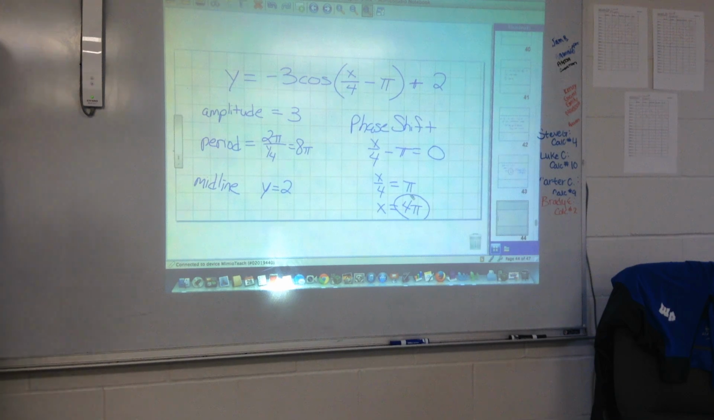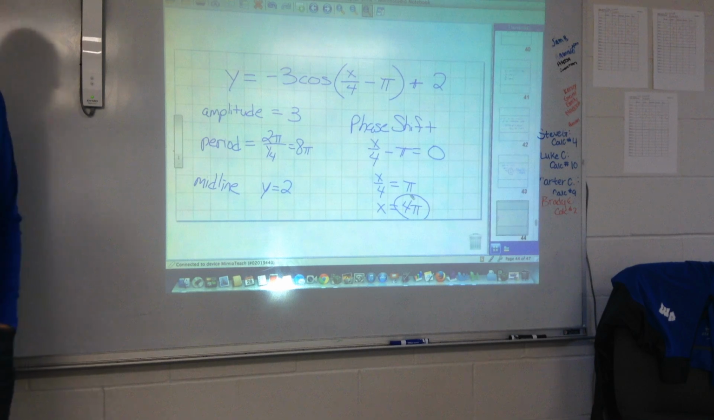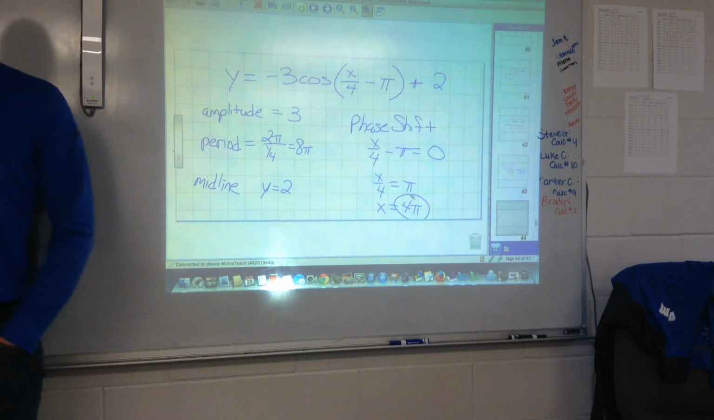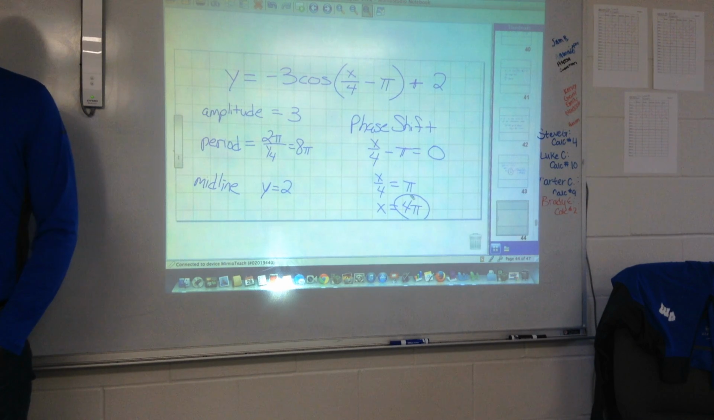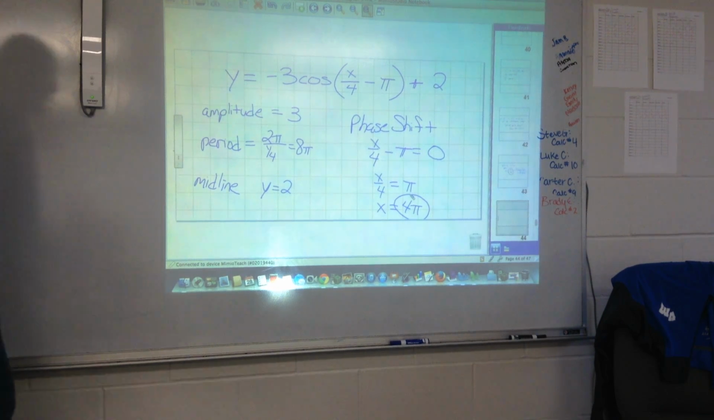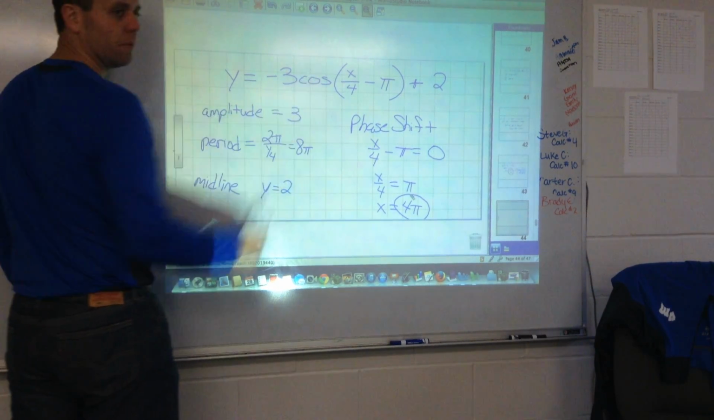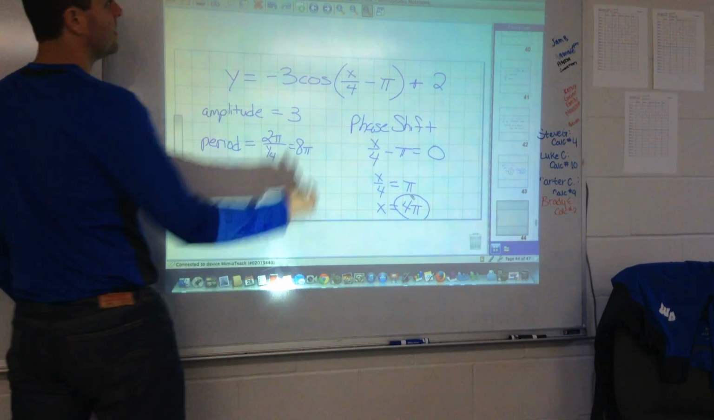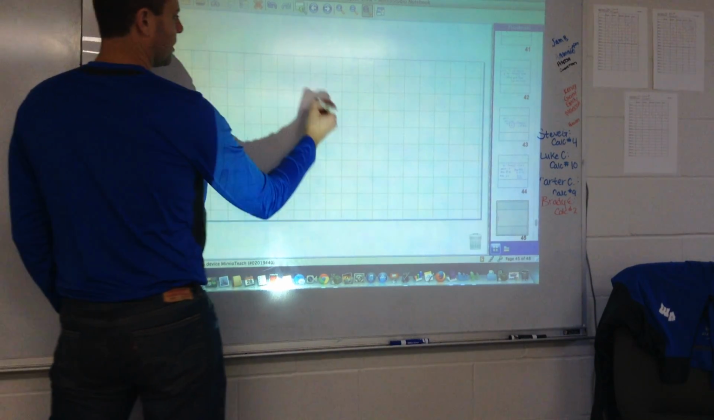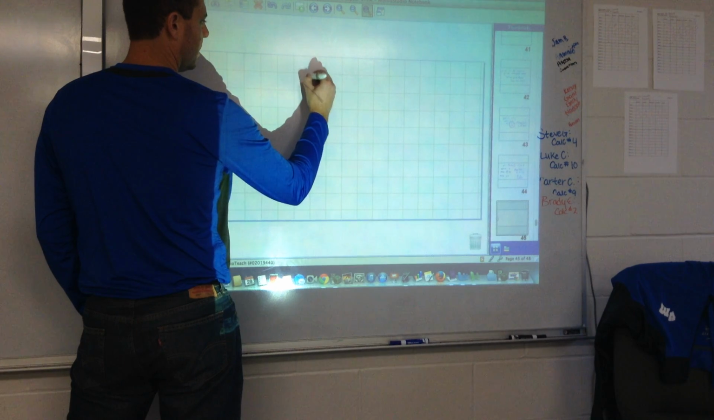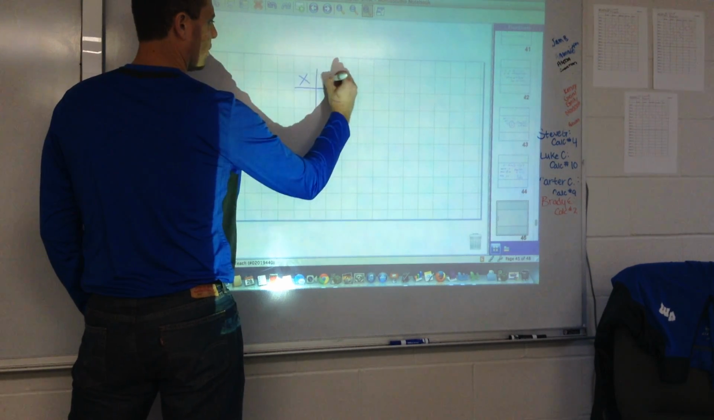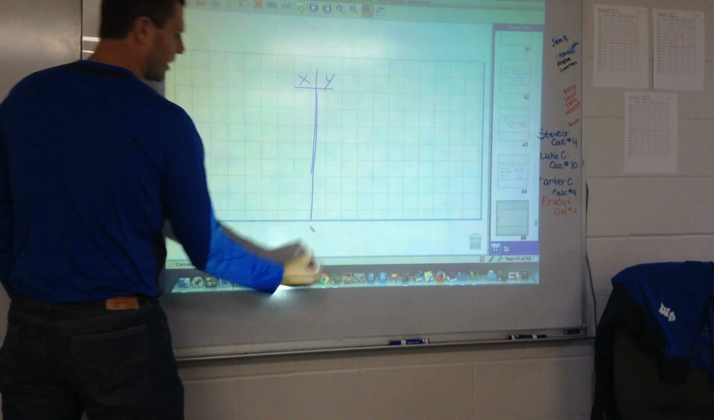So, if I were going to do this one, let me show you the table of values method. I think a lot of you will like this. We're working with cosine, right? So I would say start with your cosine table.